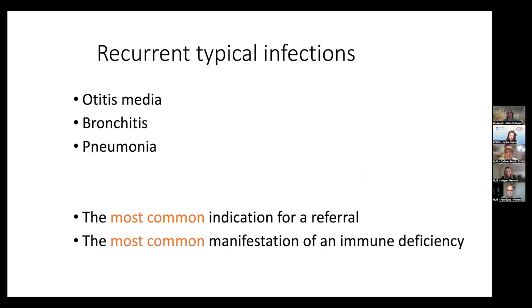Recurrent typical infections like this patient, otitis media, bronchitis, and pneumonia. This is the most common indication for a referral to my clinic. Remember back in the flash talk, the European group, recurrent sinopulmonary infections, number one reason for referral to an immunologist. So never want to forget this. I don't want to get too sidetracked down the other things.